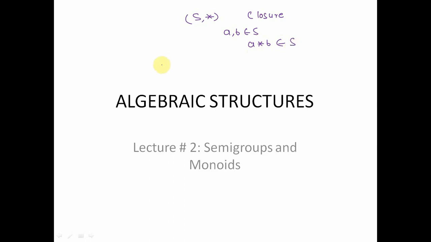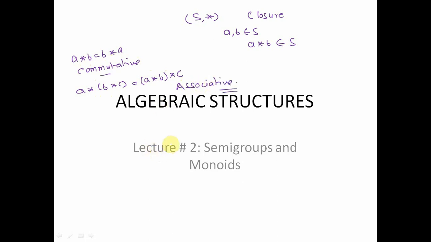But we said that these are not properties expected of the binary operation. Instead, if the binary operation exhibits the property A star B is equal to B star A, then it is said to be commutative. Similarly, if the binary operation exhibits the property (A star B) star C is equal to A star (B star C), then it is said to be associative.